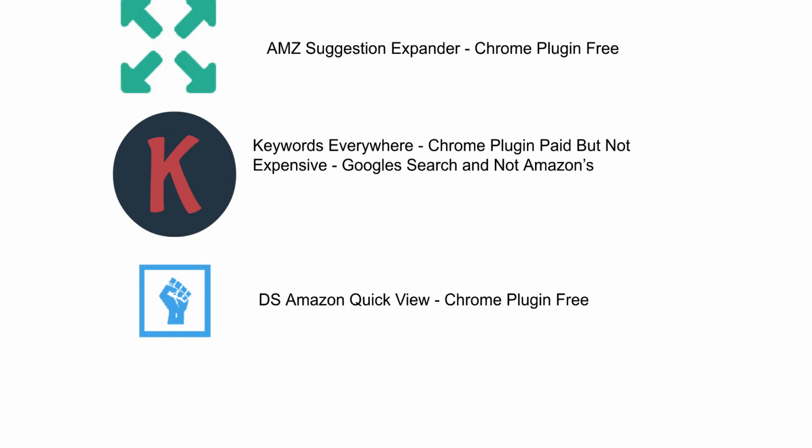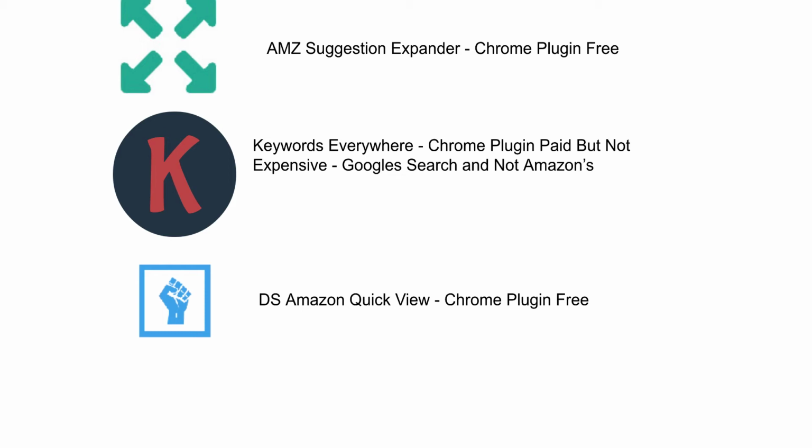The next one is Keywords Everywhere. Again, it's a Chrome plugin. It's a paid one, but it's not expensive. You pay $10 and you get 100,000 searches. With that, it lasts for months, absolute months, and you can turn it on and off. So when you're just looking through Google or checking through Facebook, you can turn it off. But when you're working on Amazon and you want specific things, turn it on and do the search.